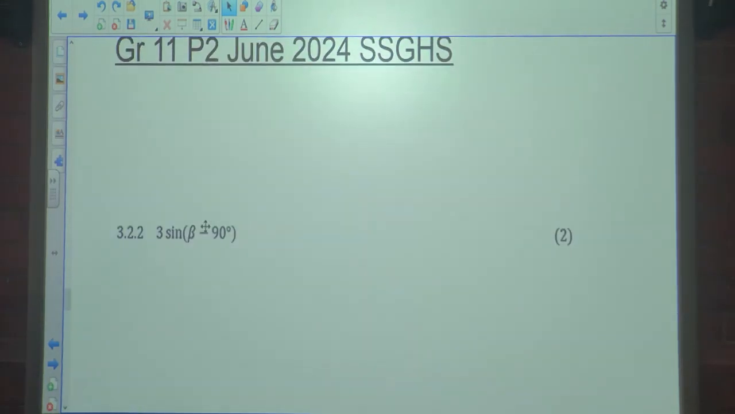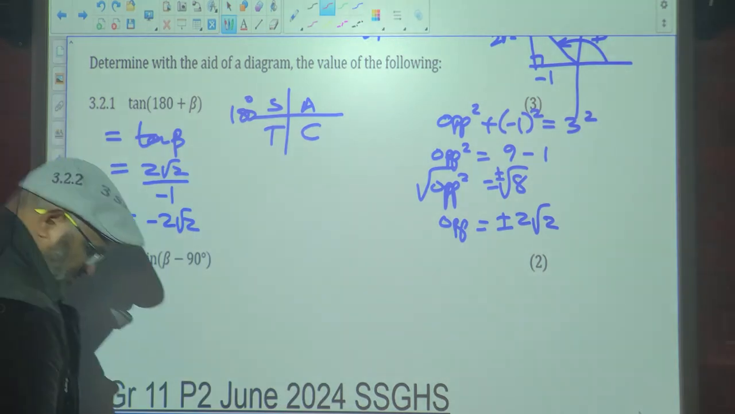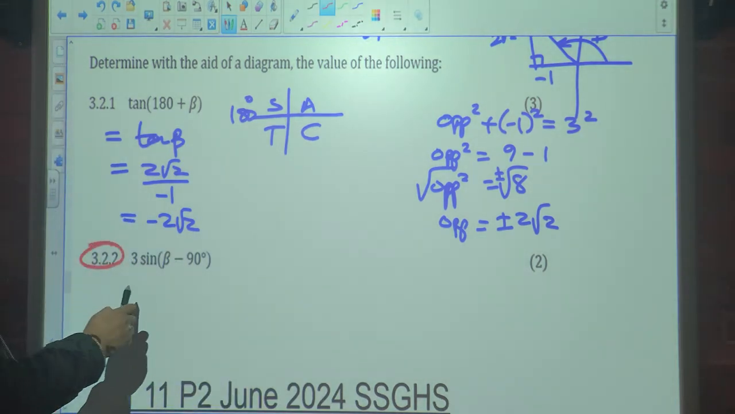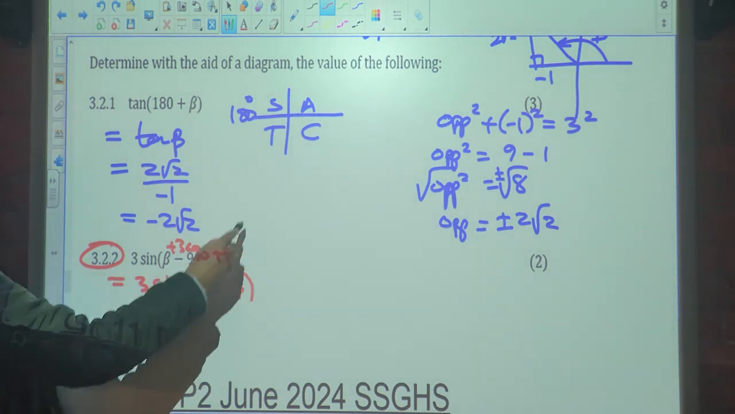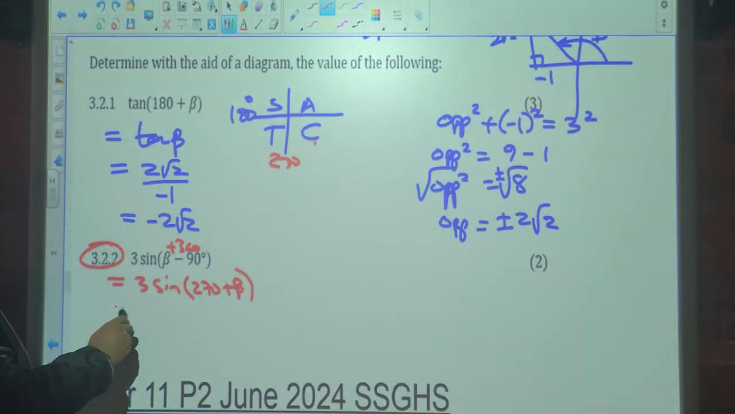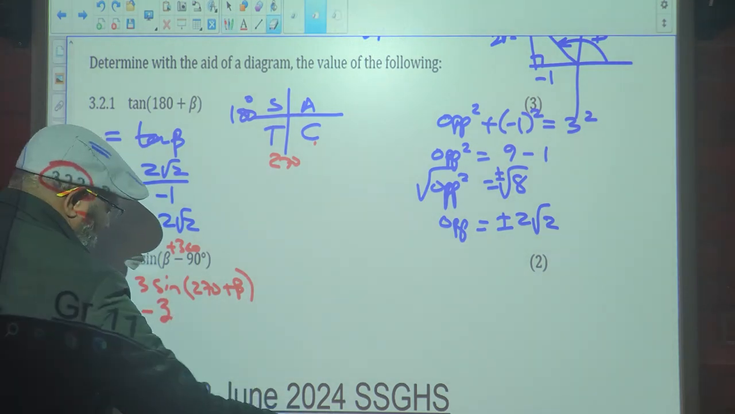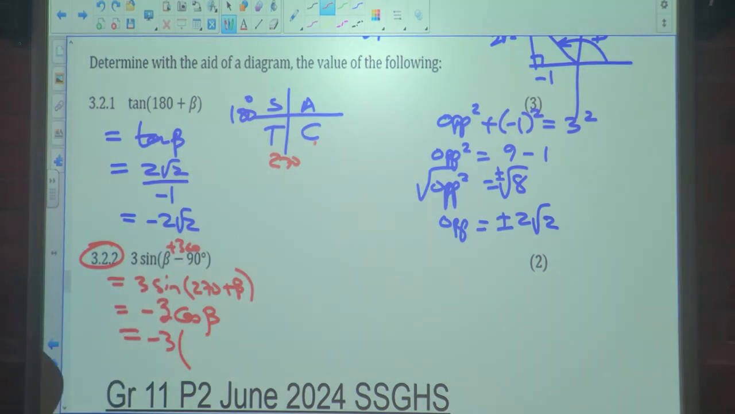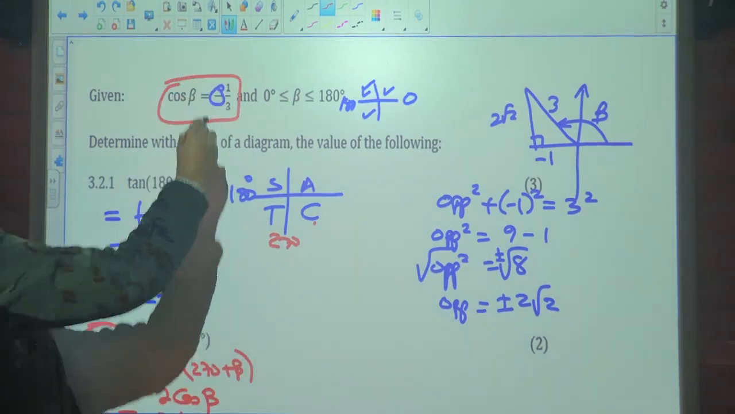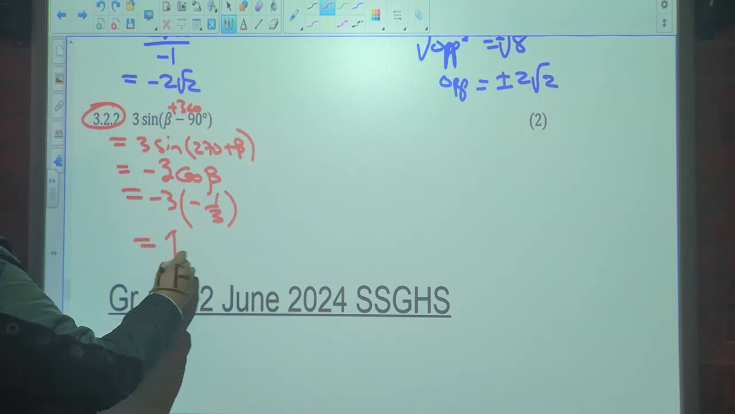Okay. In 3.2.2, the question says 3 sine of beta minus 90. Of course we add 360 to that, which gives you 3 sine of 270 plus beta. The 270 plus beta is in quadrant 4. Is sine positive or negative? Negative. So it's negative 3, and sine changes to cos. So it's negative 3 times cos of beta. We are given in the introduction that cos of beta is negative a third. We can just replace that with negative a third, which gives you an answer of positive 1.